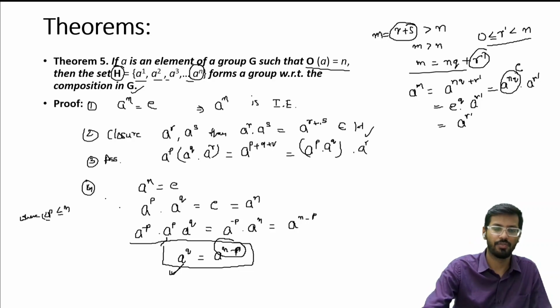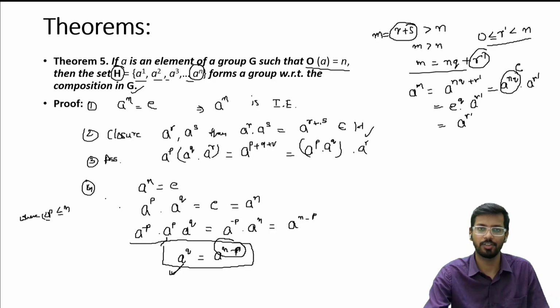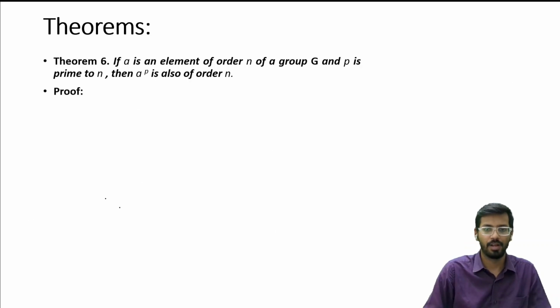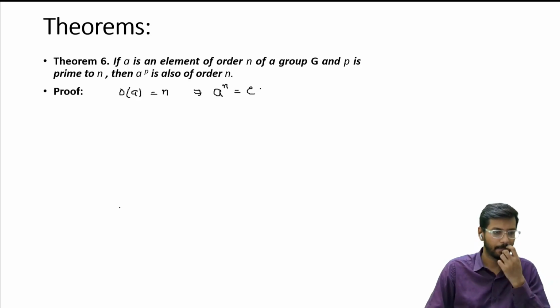So hence proved, all four properties are satisfied in this set H, then this set is a group. Now the next theorem: if a is an element of order n of group G and p is prime to n, then a raised to power p is also of order n. Okay. So given that the order of a is n, that means a raised to power n is e. Okay, this is given, this much is clear.